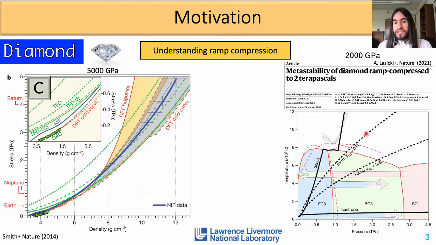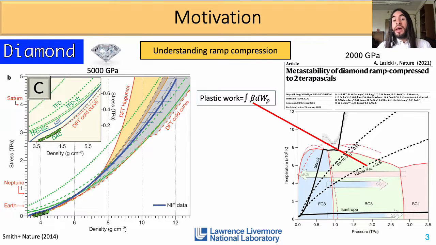But you can see that there's a very large uncertainty on the predicted temperature, and this is mainly due to this factor called the Taylor-Quinney factor, or beta, that accounts for the amount of plastic work that goes into heating the sample. And this is largely unknown.